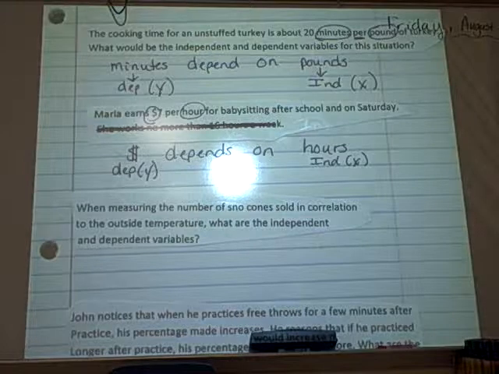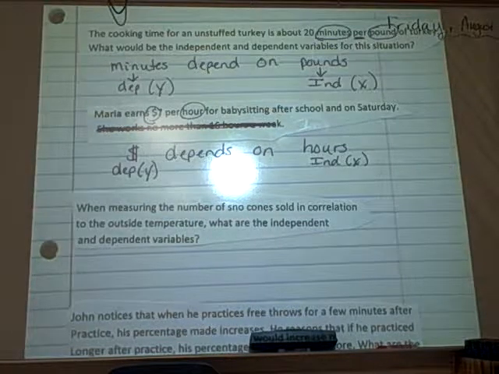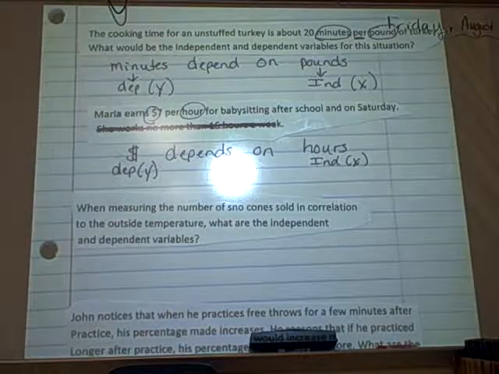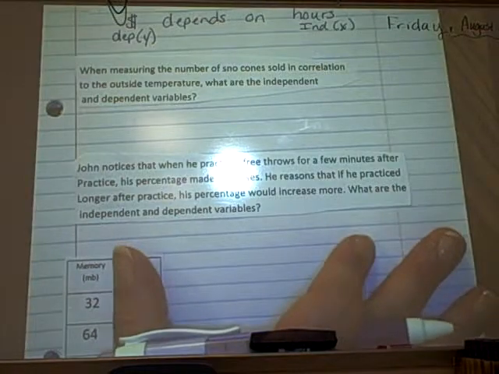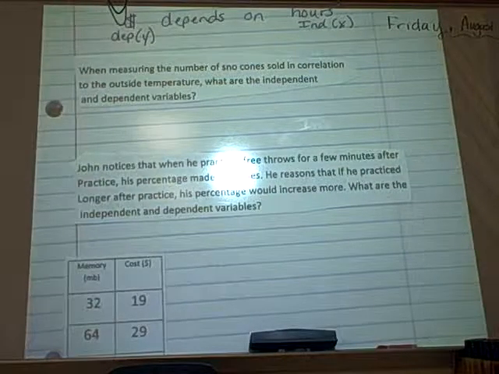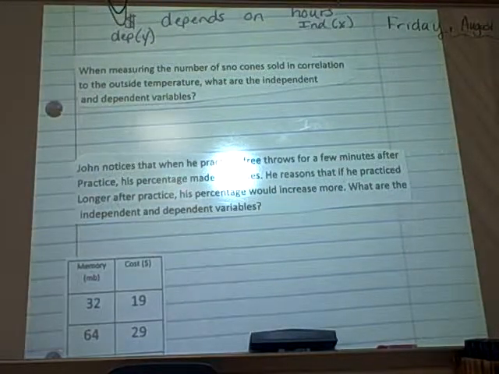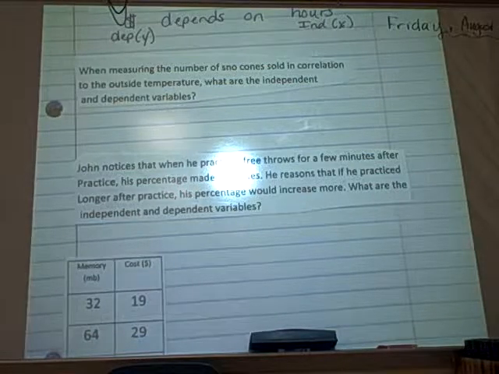The next one, when measuring the number of snow cones sold in correlation to the outside temperature, what would be the independent and dependent variables? Do the number of snow cones sold depend on the temperature, or does the temperature depend on how many snow cones we sell?